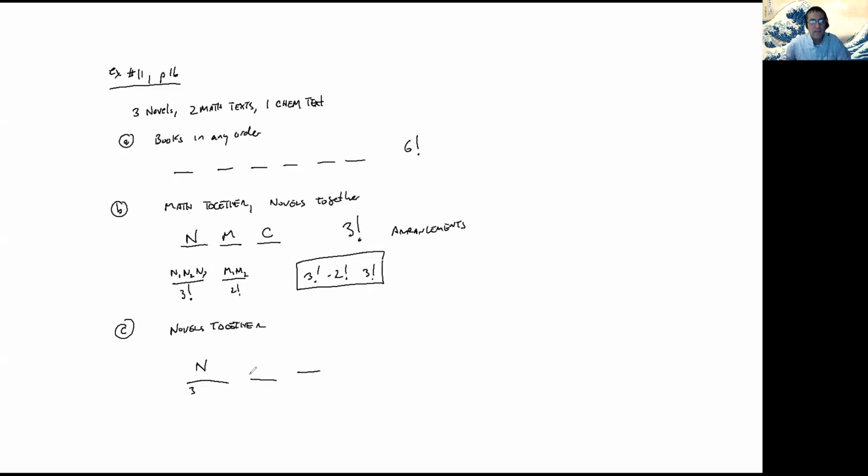And how many texts are left over? There are three texts left over. There are two math texts and one chem text. And these can be, so we have four things we can permute. And it's going to be 4 factorial. But now we have the additional permutations of the novels that can occur within their own categories. So there are 3 factorial of those times the 4 factorial. So that's the answer to part C, 3 factorial times 4 factorial. Okay.